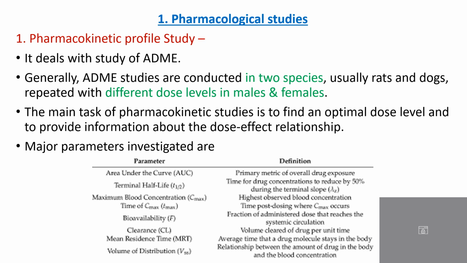The major parameters investigated under pharmacokinetic studies are area under the curve, T half, Cmax, Tmax, bioavailability, clearance, mean residence time, as well as volume of distribution.